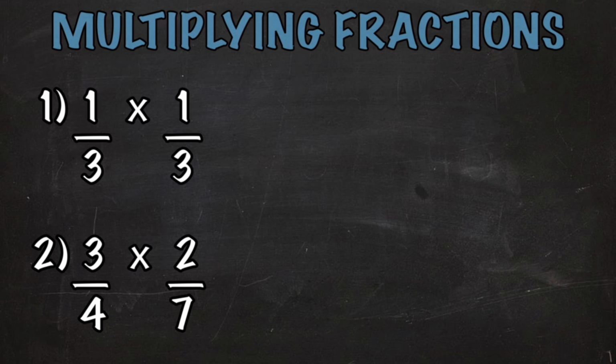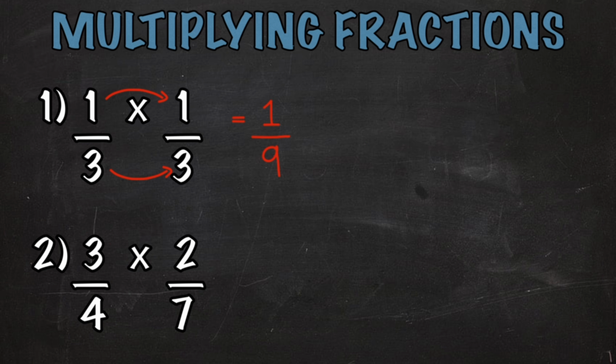We multiply the numerators by the numerators, so the top numbers by the top numbers. 1 times 1 is 1, and now we multiply the denominators together, i.e. the bottom numbers. So 3 times 3 is 9. Now we look to see if we can simplify the fractions, which is step 3. And 1 over 9 is our simplest form because the only common factor between 1 and 9 is 1. So this is our final answer.